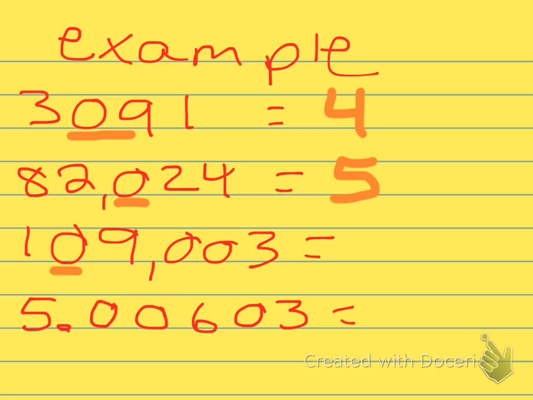100,903. Here we have some zeros sandwiched in between non-zero numbers, and that makes them significant. So there's a total of 6 sigfigs. And 5.00603. So that decimal point doesn't affect it. So all of those zeros sandwiched in are significant along with the other numbers, so we have a total of 6 sigfigs.